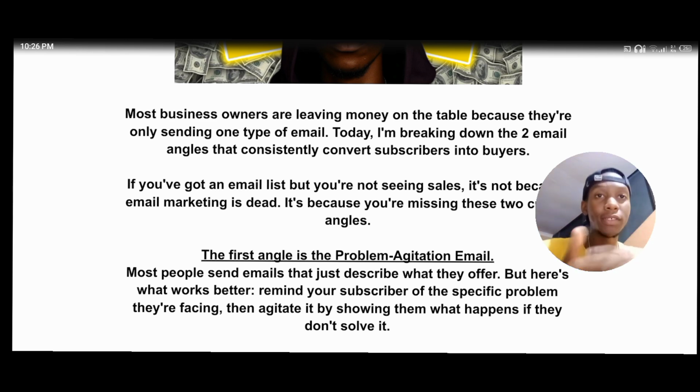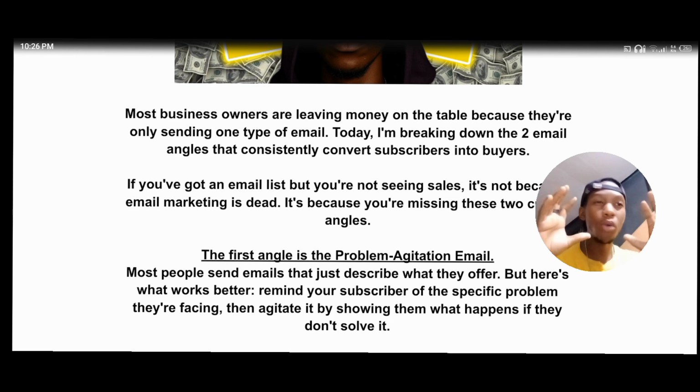So let's break this down. Now, if you have got an email list but you're seeing no results, it's probably not because of your offer, and it's probably not because maybe your email list is dead or something like that, but it's probably because you are missing two critical angles from your emails. And the angle number one is the problem agitate email.